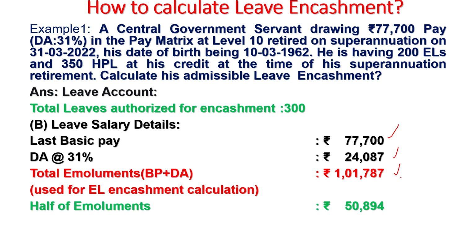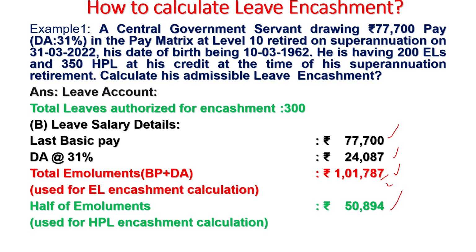And half of the emoluments: whenever you use HPL, you will get only half of the emoluments, unlike EL. That will be 50,894, which is half of 1,01,787. This will be used for the HPL encashment calculation. So the emoluments for EL will be 1,01,787.